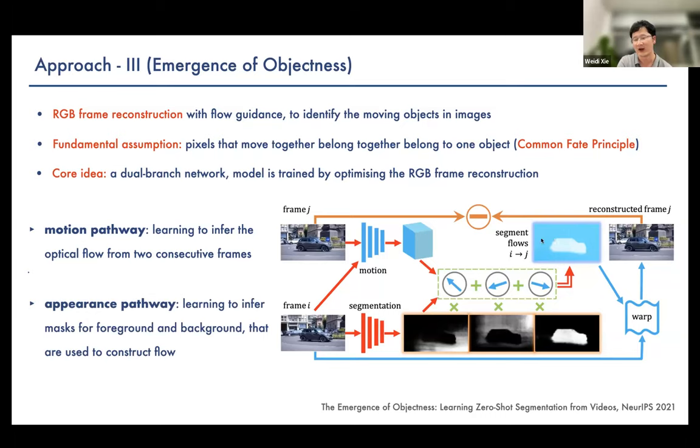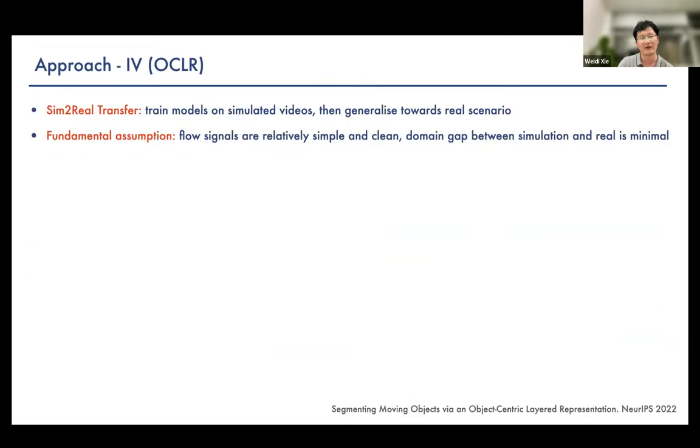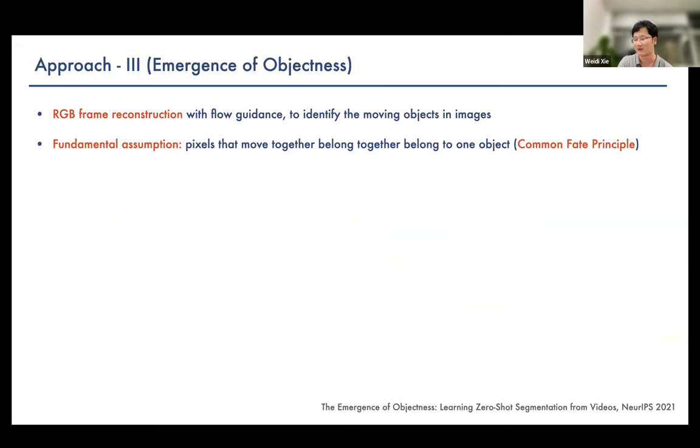So you can see, ideally, the flow used to warp the RGB frames becomes very uniform again, right? And actually, the appearance pathway learns the segmentation model, which becomes just covering the foreground, because that's an easy way for the model: every pixel on the foreground moves in the same direction and at the same speed. So you just use one displacement vector to represent the whole object's movement. That's the idea, right? So these three methods are just reconstruction based.